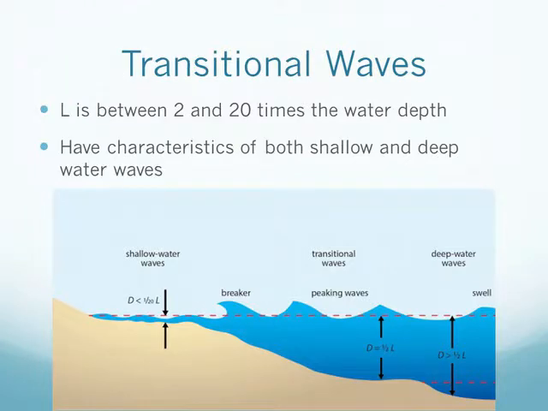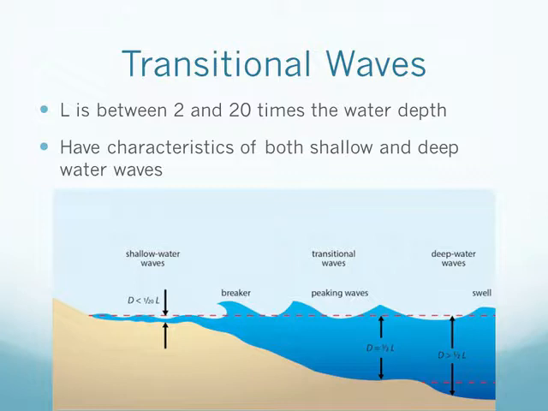And lastly, you have transitional waves, which are found in between deep and shallow water waves. These types of waves show characteristics that are similar to both deep and shallow waves. So their wavelength could be anywhere between 2 and 20 times the water depth.